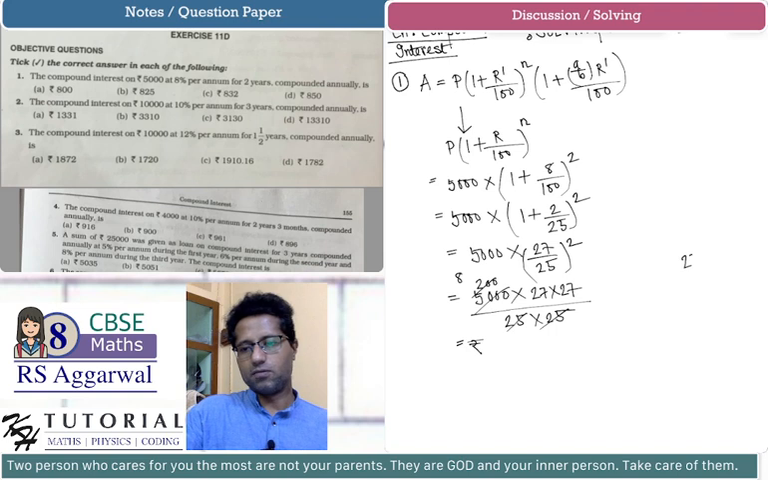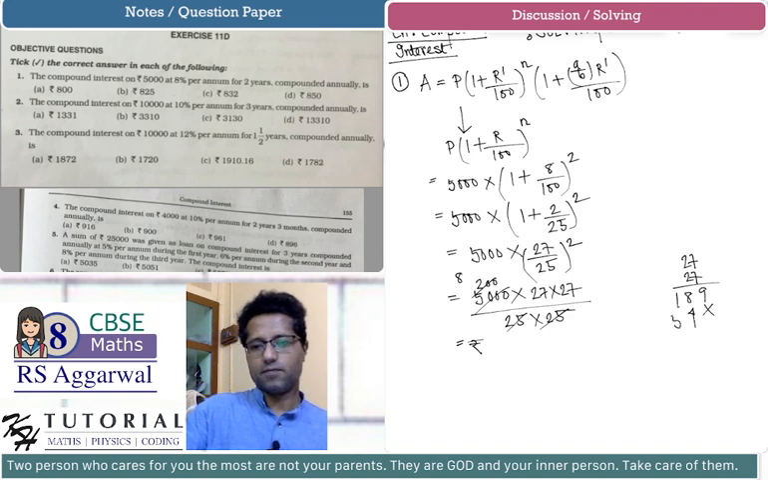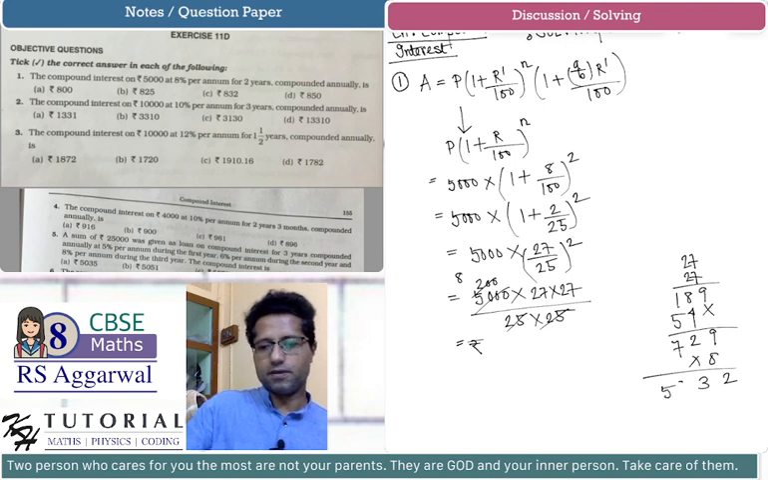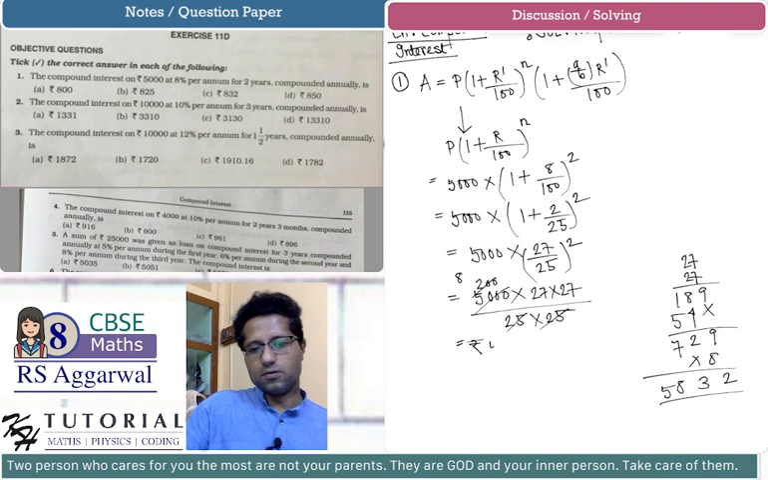So let's find out what is 27 square. It is 729, multiplied by 8. 8 times 9 is 72, carry 7, 8 times 2 is 16 plus 7 is 23, 8 times 7 is 56 plus 2 is 58. So the amount becomes 5832.